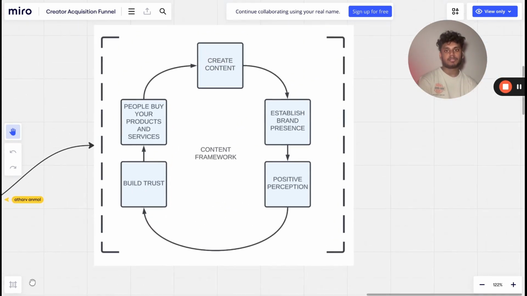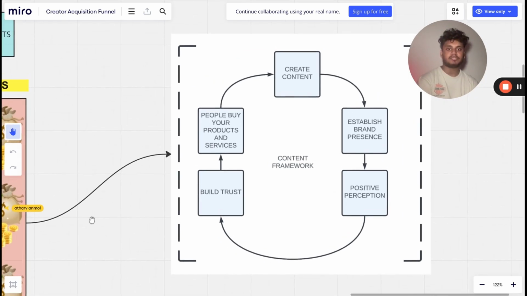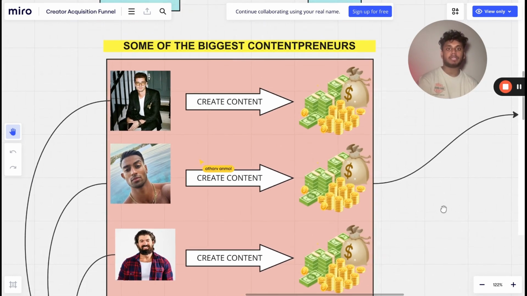Just to let you know, this is how the content framework works. You create content, you establish brand presence. Once you establish a brand presence, people start perceiving you positively, which eventually builds trust, and then eventually people buy your products and services, and therefore you create more content around your product and service. Make sense? This is the method which all your favorite gurus use to acquire clients, and nowadays a lot of people are using this to acquire clients because there's no way to differentiate yourself even if you have the best offer, best service and everything, because there are so many people who could do the same thing. So the only way they could differentiate themselves from others is by building a personal brand, or by creating content and becoming a contentpreneur.